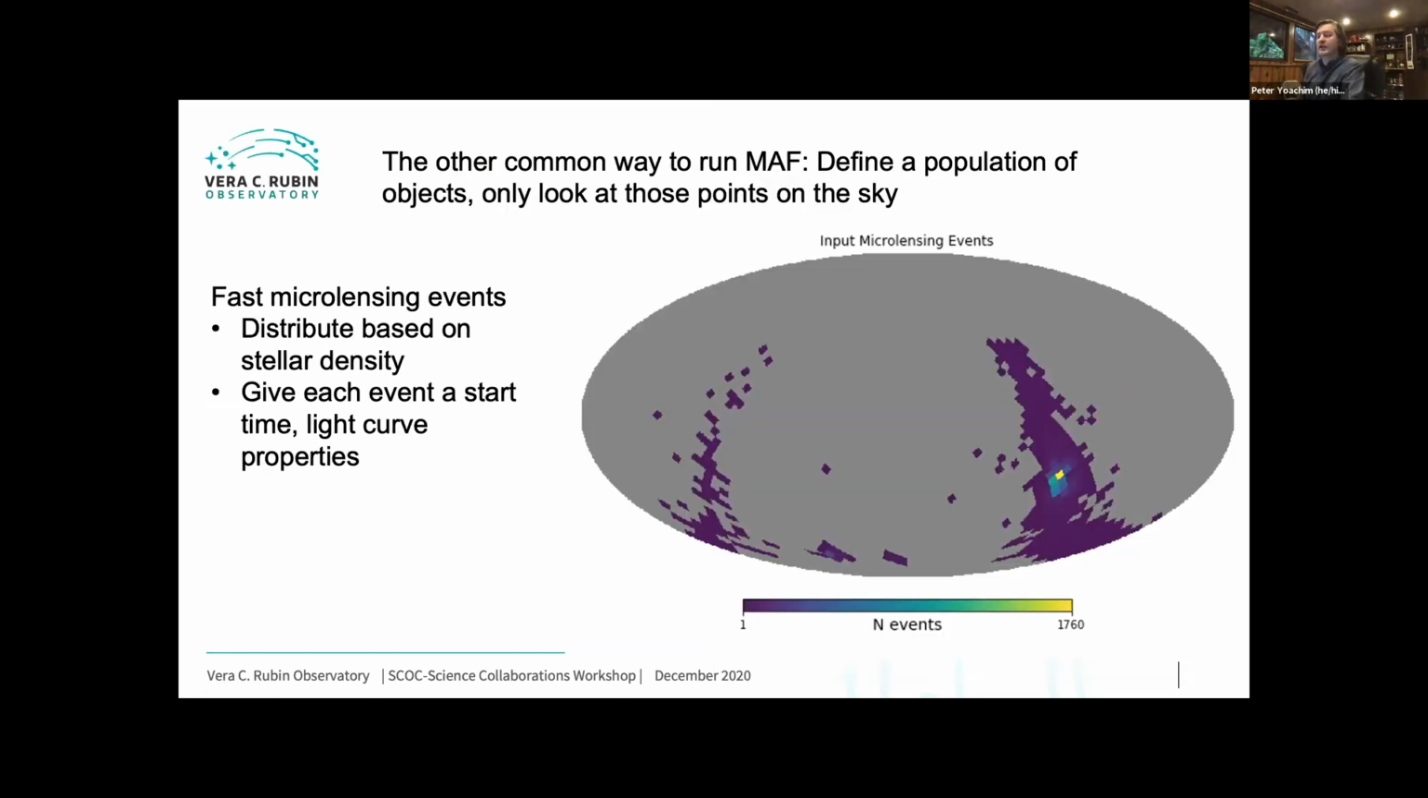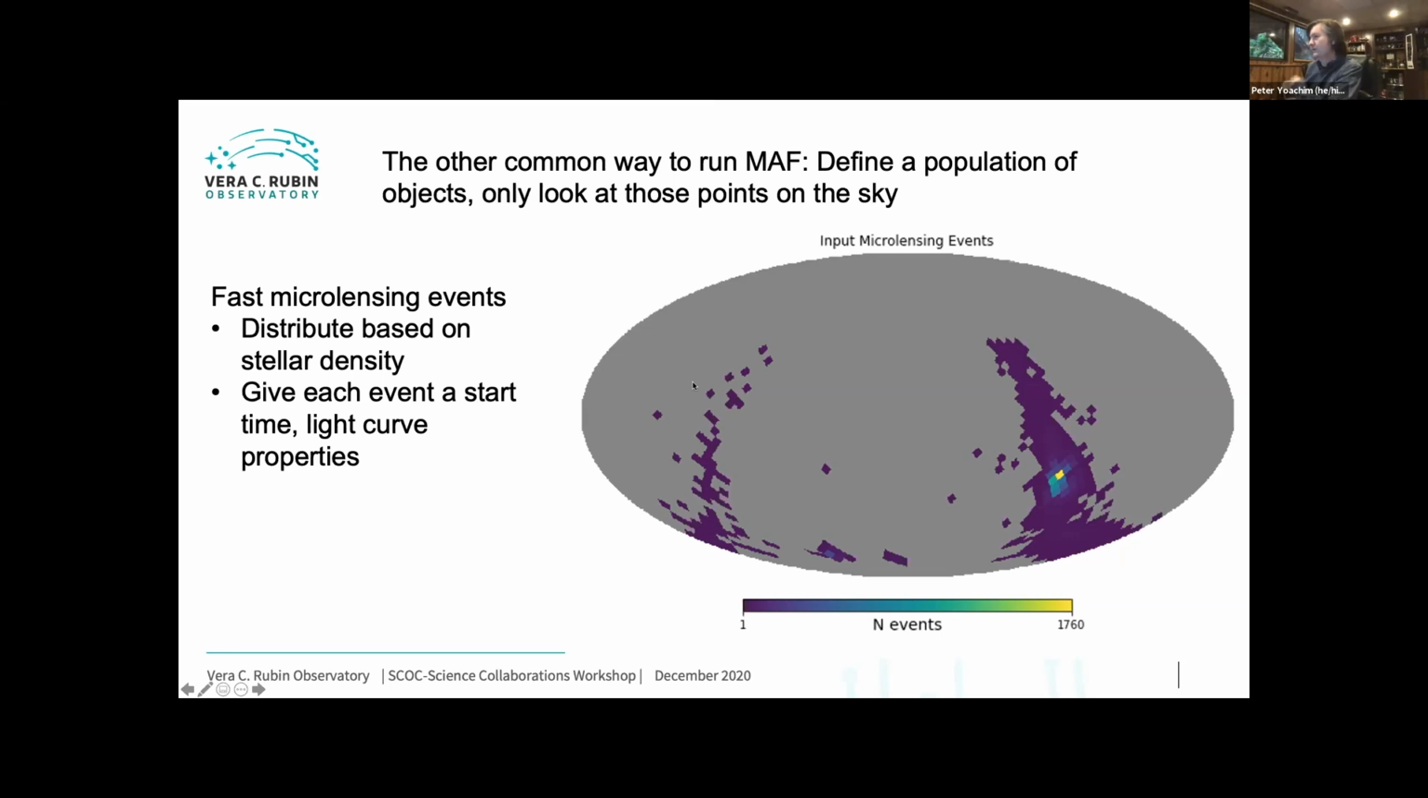All right, so that was looking at a grid across the whole sky. The other common way to run MAF is to define a population of objects and only look at those points. And so for example, here is our fast microlensing metric. What we do is we distribute fast microlensing events based on stellar density. So this is a map of our input events. And we give each of those points a start time and light curve properties.